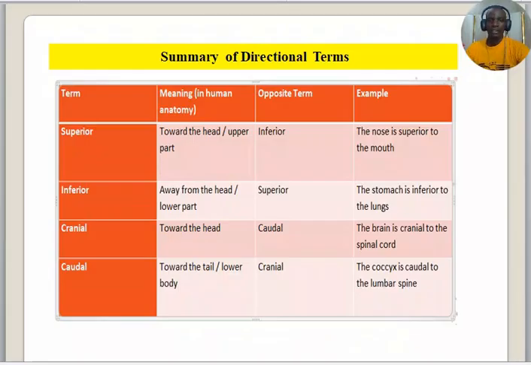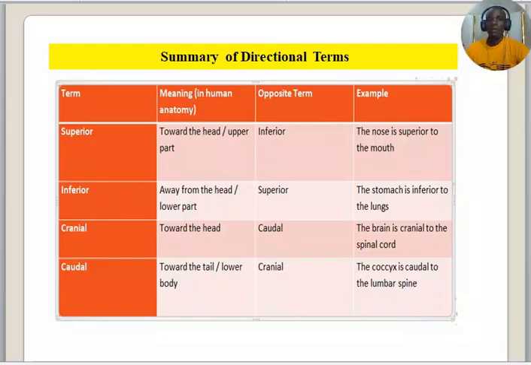In summary of these terms, we can say that superior means toward the head or the upper part of the body, and the opposite of superior is inferior. So the nose is superior to the mouth. Of course, the nose is found on top of the mouth, on the upper part of the mouth. Then we talk of inferior.